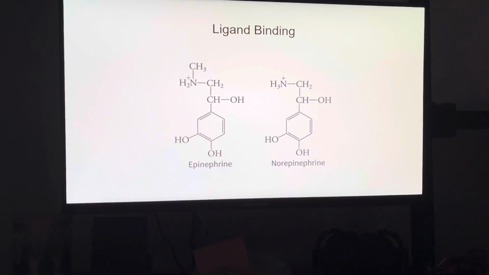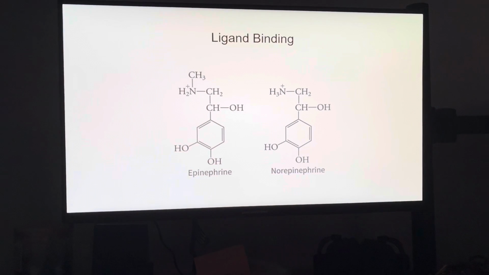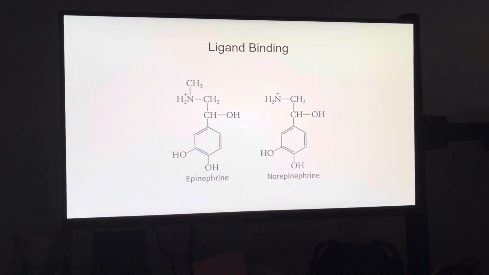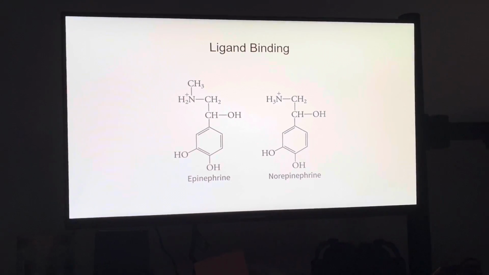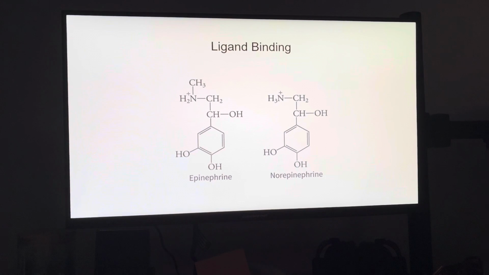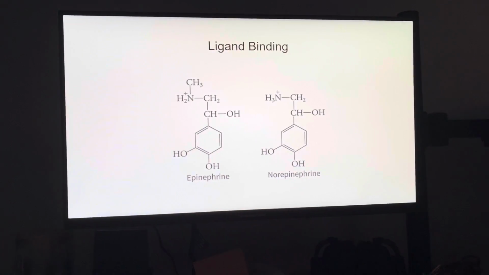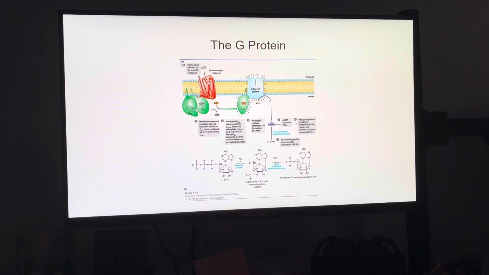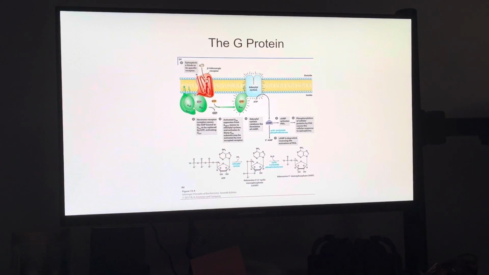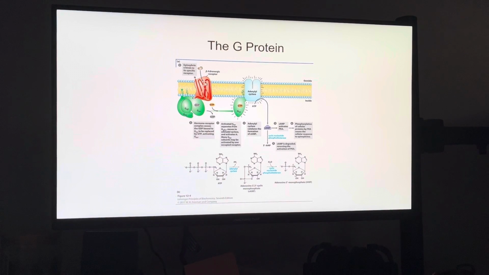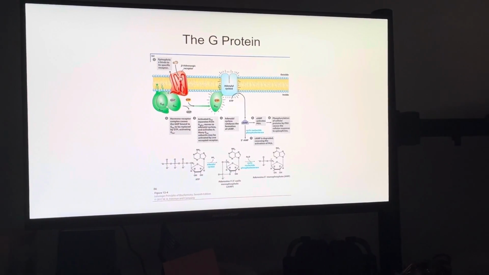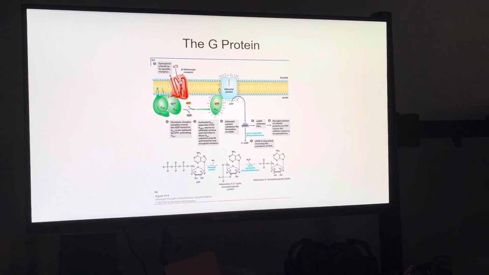So, as I've said before, the ligands I will be talking about today will be epinephrine or norepinephrine. These will bind to the GPCR's extracellular domain and cause the receptor to make a conformational change. On the cytosolic side of the GPCR receptor is the G protein. It is important to note that the G protein is not attached to the receptor until the ligand binds to the receptor.